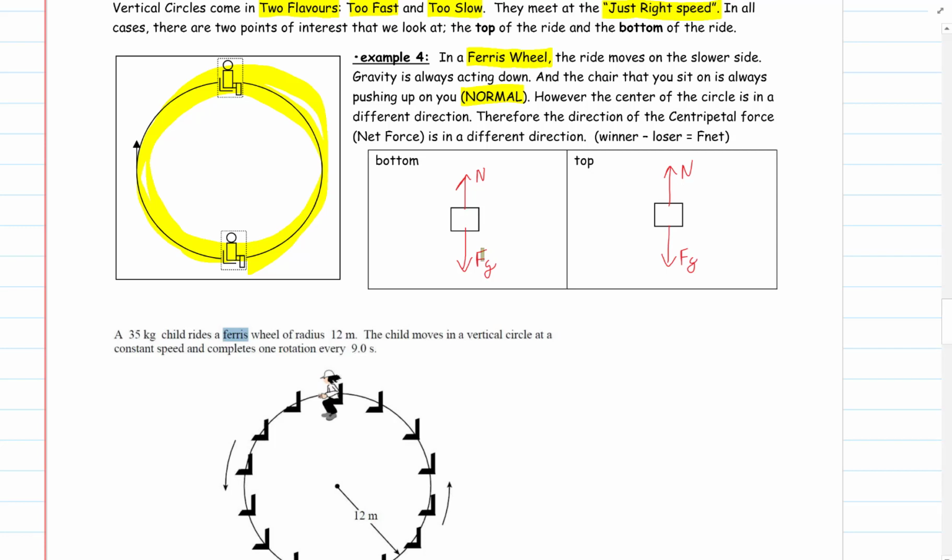At the bottom of the ride, the center of the circle is straight up. At the top of the ride, the center of the circle is down. So when we do winner minus loser, at the bottom of the ride, it's normal minus force of gravity is equal to m a_c. At the top of the ride, it's force of gravity minus the normal is equal to m a_c. It makes a difference. The free body diagrams are the same, but Newton's second law looks at it just slightly different because a different one has to be winning.